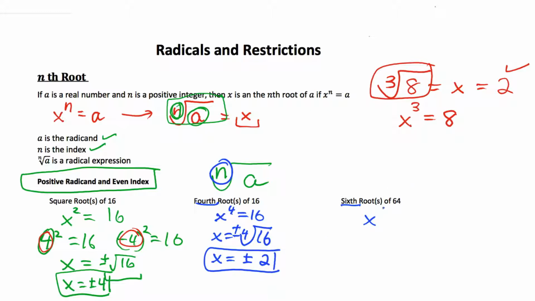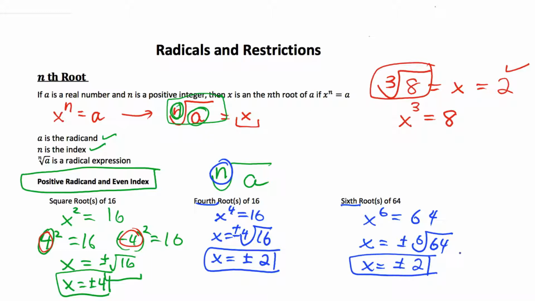And same thing with sixth roots, eighth roots. Any time the index is even, we're going to have two nth roots. So we represent that as plus or minus the sixth root of 64, which in this case is plus or minus 2. All right, so an even index with a positive radicand results in two nth roots.